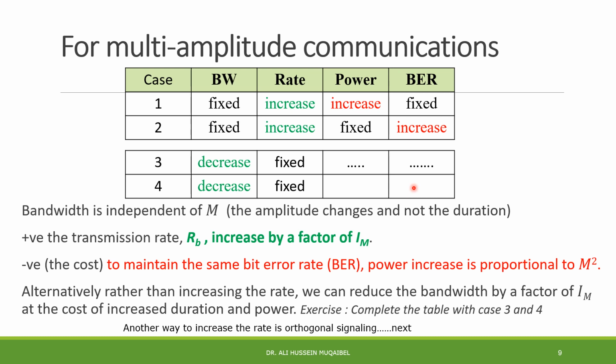Please complete this table as an exercise, and it's going to be similar to what we had before. Now, this is motivating us to the next slide. I don't want to get these disadvantages. So is there another way to trade off things? And the answer is using orthogonal signaling. I want to pay the price in terms of bandwidth. I don't want to pay the price in terms of power. So let's see what we get next.